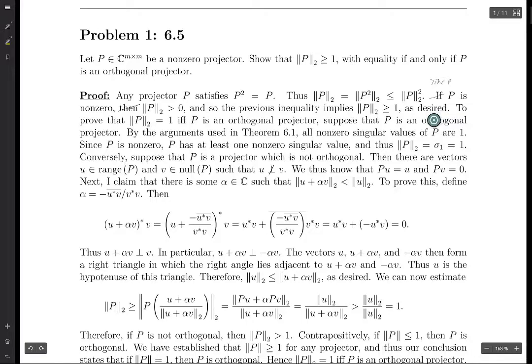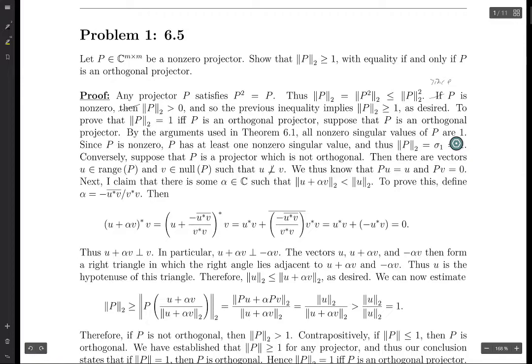And now the tricky part is to prove that the norm is 1 if and only if P is orthogonal. For one direction, we're going to suppose that P is an orthogonal projector. If you look in the textbook at theorem 6.1, part of that proof involves finding the singular value decomposition of a projector P. In that proof, we discover that all non-zero singular values of any projector P are 1.